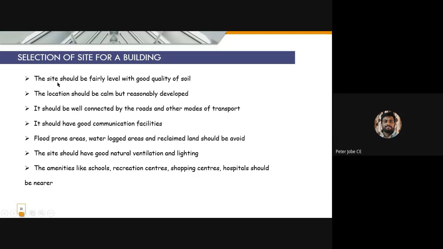So it is essential that we select a fairly level area, even though it is not easy to find a level area. What we can do is use some techniques in which we can dump some soil or take away some soil, and make that piece of land level. And the quality of soil should be good. Basically, it is highly recommended to construct a building where the soil is of rocky nature. That means it can properly take the load from the building.